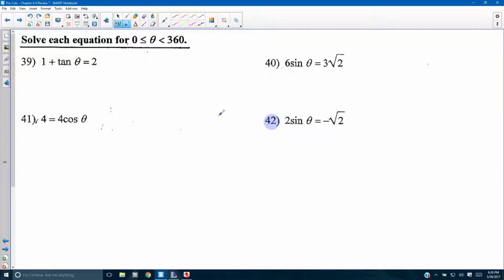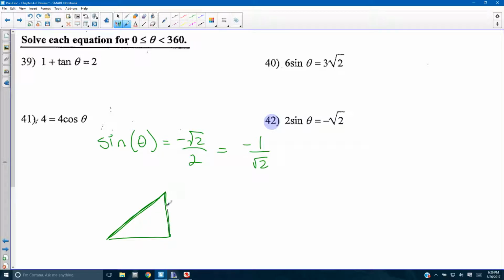Number 42, 2 times sine of theta is negative root 2. So divide by 2, we'll get sine of theta equals negative root 2 over 2. And if I irrationalize it, I like to say de-rationalize more in this case. If I de-rationalize it right here, it would be negative 1 over root 2. So what I'm going to focus on here, I'm going to ignore the negative for a moment. You might already know the answer, what kind of triangle this is to get such a ratio.